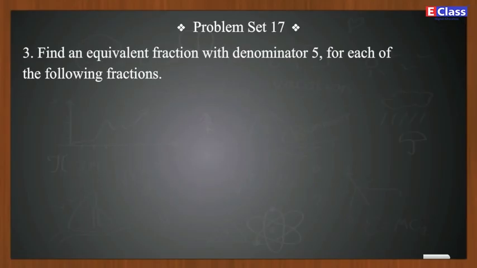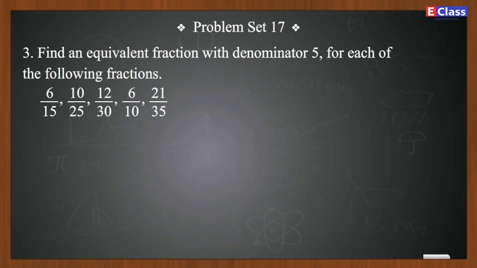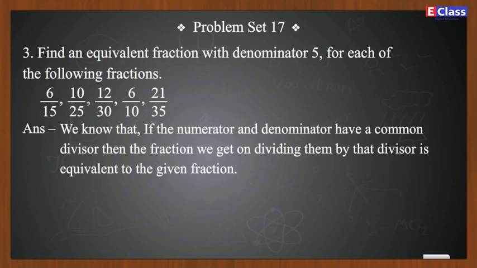Now, we will solve the third problem of problem set 17. 3. Find an equivalent fraction with denominator 5 for each of the following fractions: 6 upon 15, 10 upon 25, 12 upon 30, 6 upon 10, 21 upon 35. Answer: we know that if the numerator and denominator have a common divisor, then the fraction we get on dividing them by that divisor is equivalent to the given fraction.